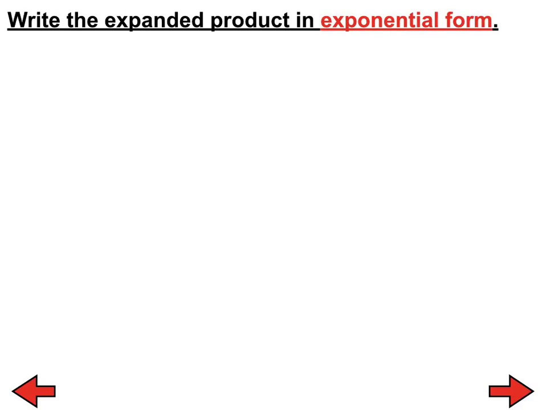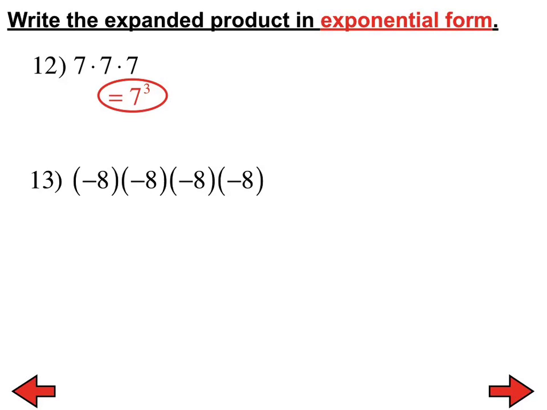Okay, so on your notes, number 12, raise your hand and tell me what you would write as your exponential form, Natalie? 7 to the 3rd power. Awesome. Or 7 cubed. How about number 13, Francis? Negative 8 to the 4th power. You're close. Yes, you have to have parentheses. Negative 8 in parentheses to the 4th power. Any questions about this?